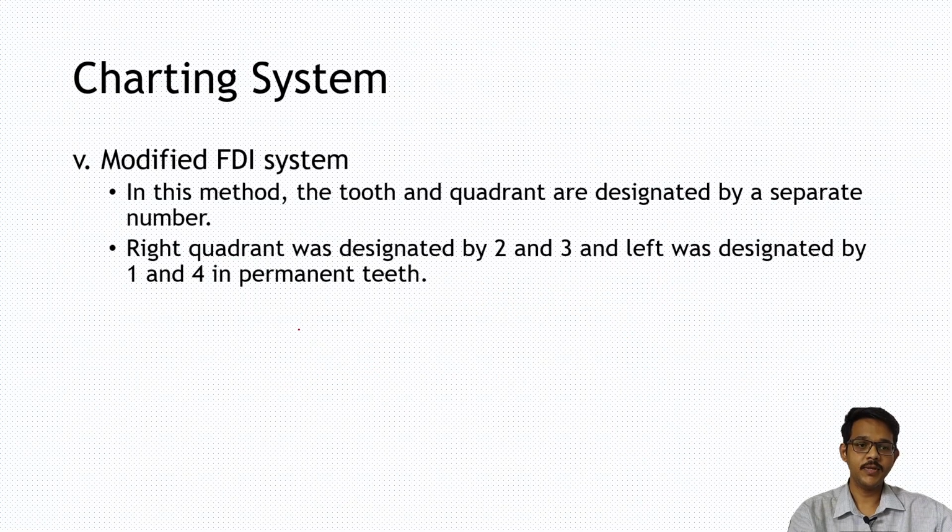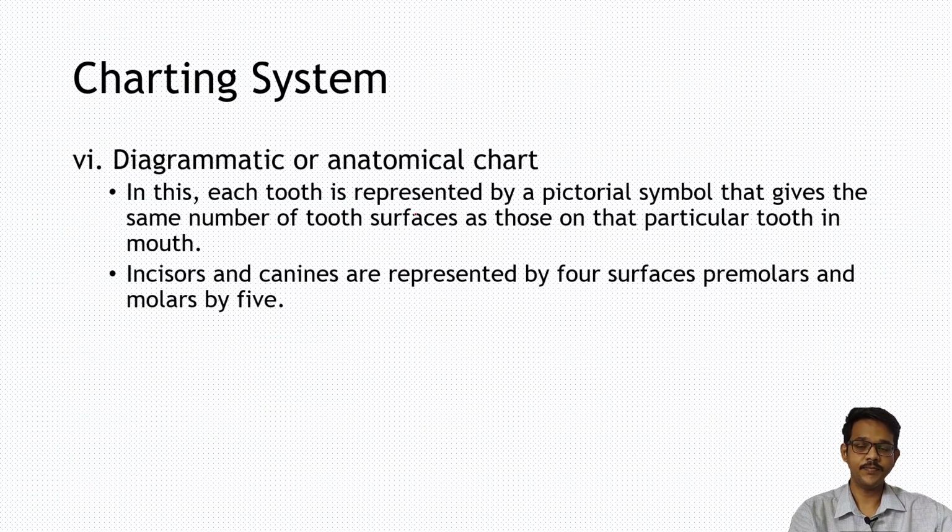The modified FDI system uses the same format as the FDI system, but the quadrant numbering is shifted. Here 1 is used instead of upper right, with 2 and 3 designating the right side and 1 and 4 the left side. The next system is the diagrammatic system, where teeth are represented as diagrams, by pictorial symbols, so pictures of the teeth are used in this system.